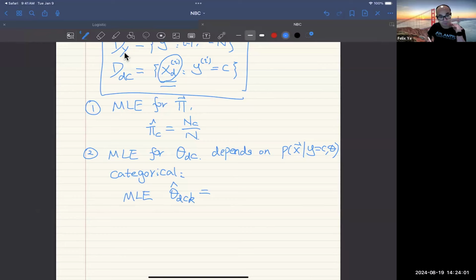We can just calculate the number of counts where the feature D has the value of K and my label is C, divided by the summation over all possible K prime values from 1 to the capital K of N D C K prime.